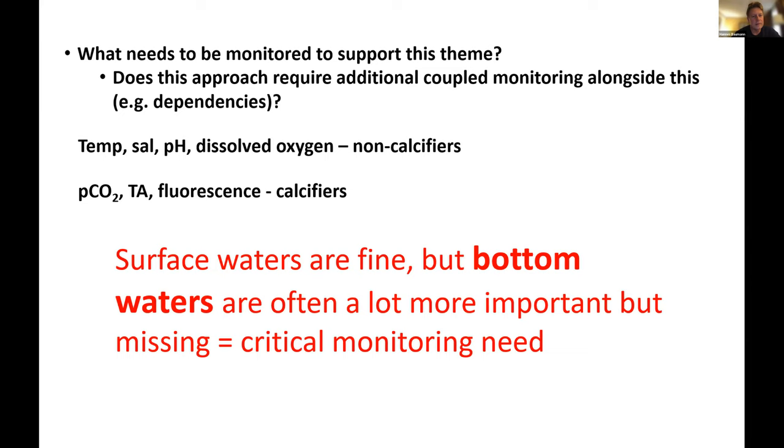Yes, when you are talking about calcifying organisms, you probably want to know alkalinity. There's definitely an increasing interest in understanding how total alkalinity, in addition to pH and other parameters, is changing and what effect it has, particularly in calcifiers like shellfish. pCO2, and also fluorescence, to get a better understanding of primary productivity, are certainly parameters that would help, particularly to gauge the impact on calcifying organisms.